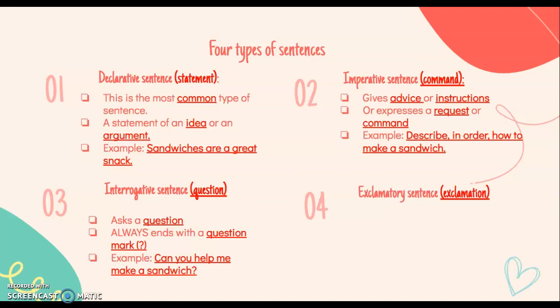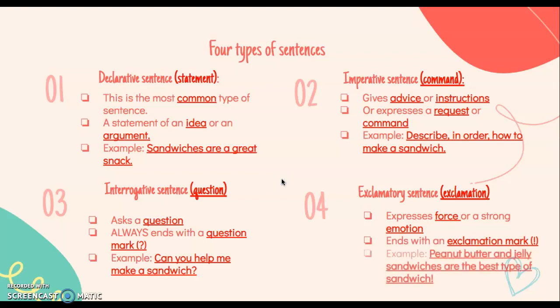And the last type of sentence is an exclamatory sentence. So it kind of sounds like exclamation mark. So this expresses force or a strong emotion. And it ends with an exclamation mark, kind of like it sounds, exclamatory sentence. An example would be, peanut butter and jelly sandwiches are the best type of sandwich. So go ahead and go fill in your blanks on your Google Slides.